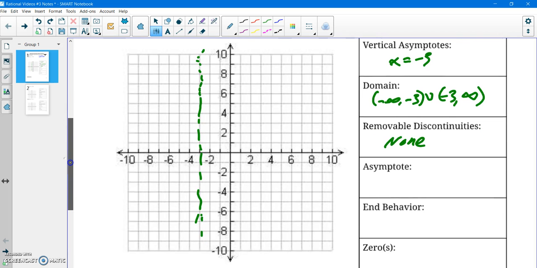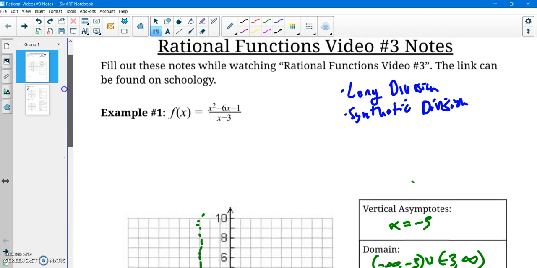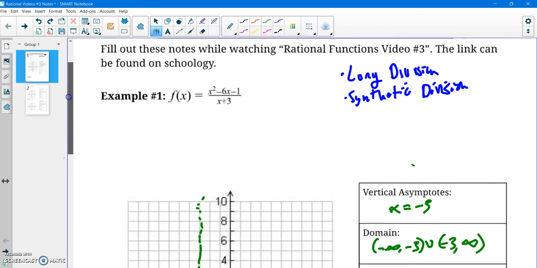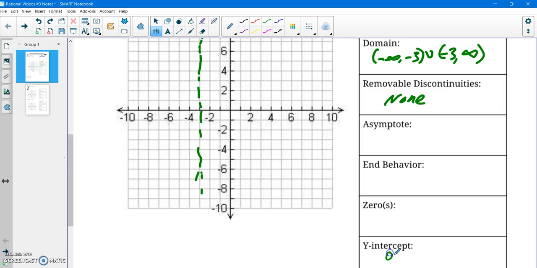We're going to come back to the asymptote and behavior idea. But let's find our y-intercept real quick. We plug in 0 for x, we get -1/3. So my y-intercept's (0, -1/3). Plot that.